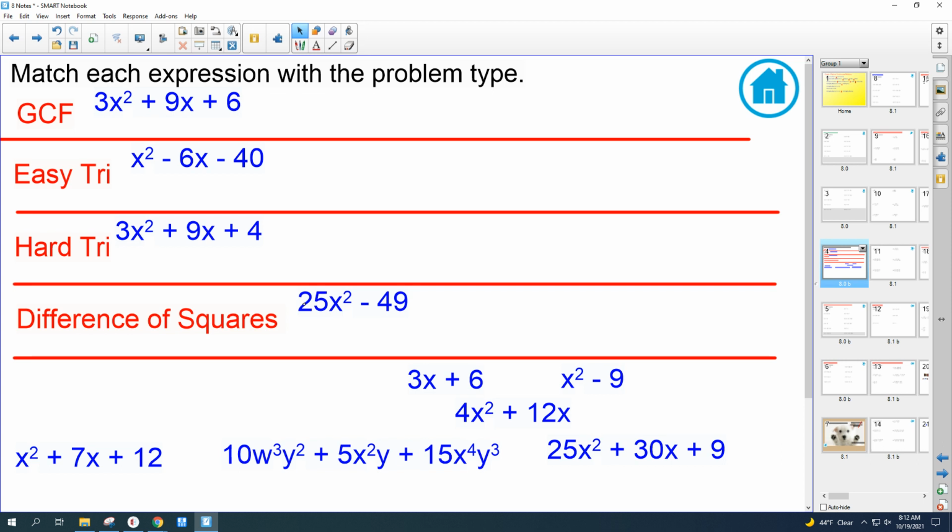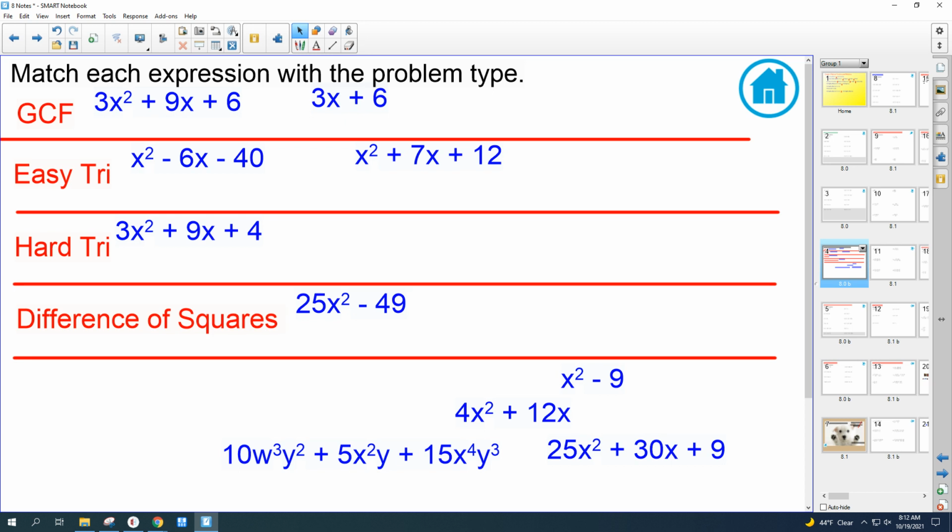Difference of squares, you're looking for a subtraction problem with two things you know the square roots of. This is two things, but it's not a subtraction problem, and I don't know the square roots. It's definitely not a trinomial. This one is a GCF. Both of those numbers are divisible by 3. This one, that's another easy trinomial.